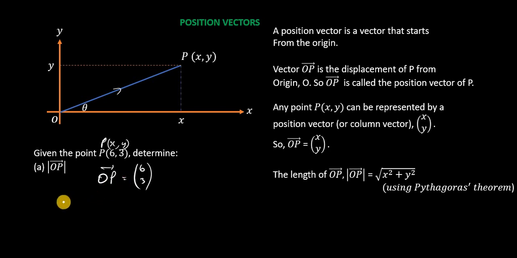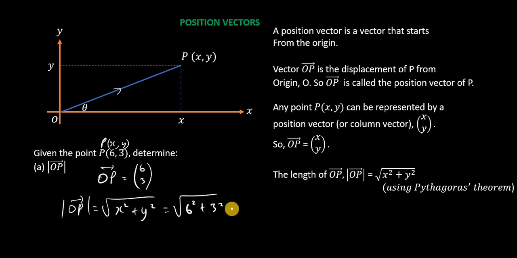And so the length of OP, talking about the length, we use the Pythagorean formula. It is going to be the square root of the x component, so 6 squared, plus the y component, which will be 3 squared, which will give us the square root of 36 plus 9, which gives us the square root of 45.